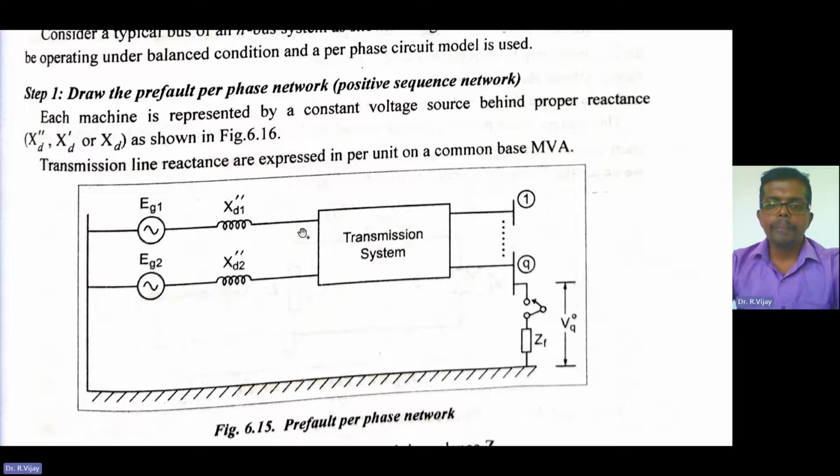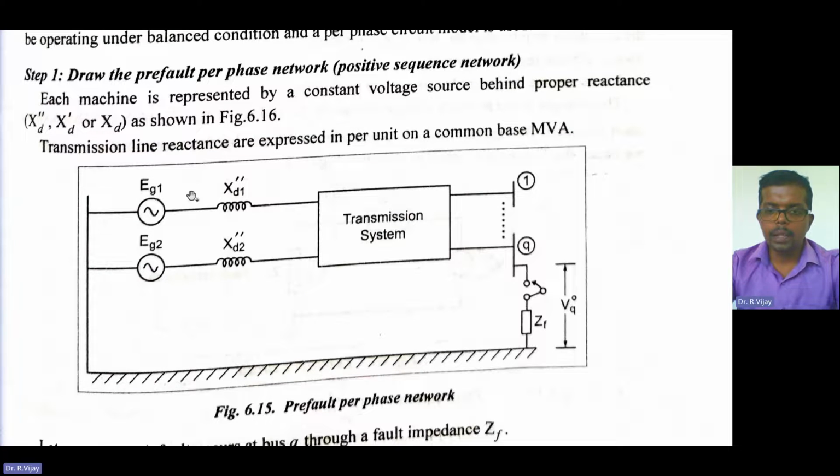So this is the pre-fault per phase network that we have already seen. And here you see the fault is happening at the bus number Q, having the fault impedance of ZF, and the voltage between this bus and the ground is VQ naught. That is the initial value of the voltage where the fault is occurring.